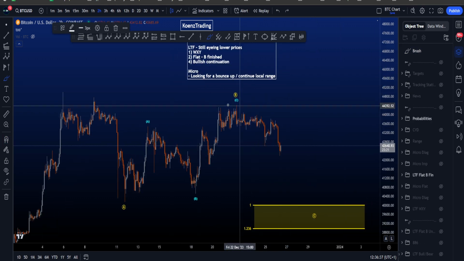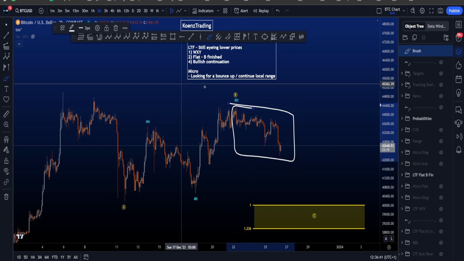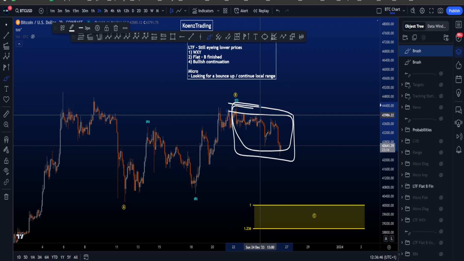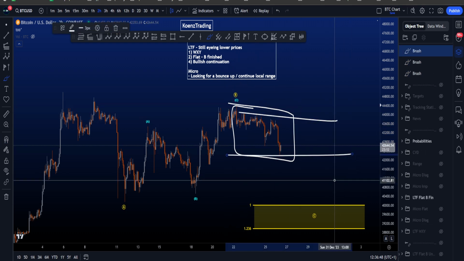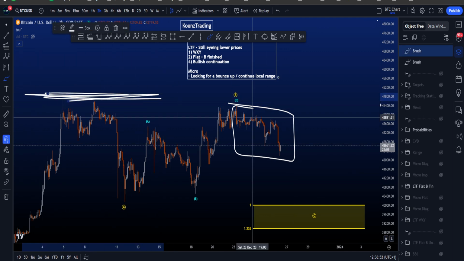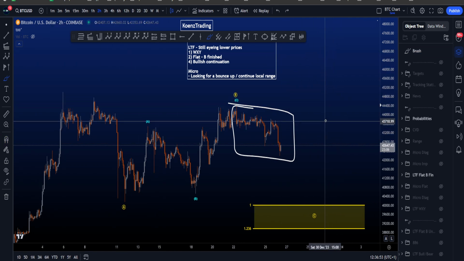And on the micro, which basically means this local structure, we're looking for a bounce to the upside and at least a continuation of this range over here. So sideways price action over here, or looking for price to take these highs for then a move towards the downside.